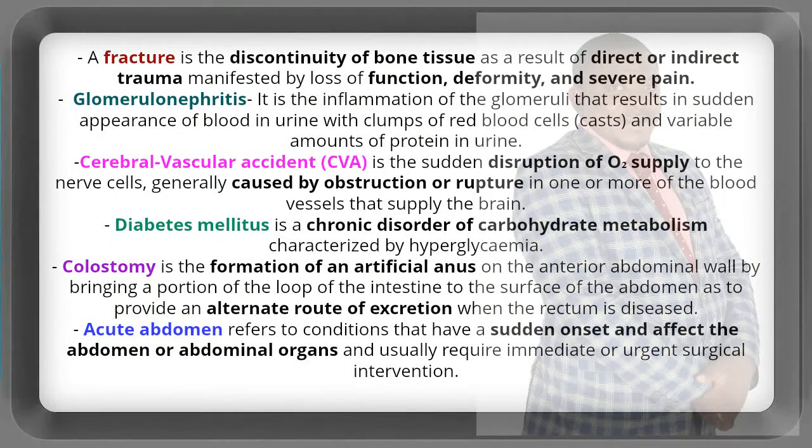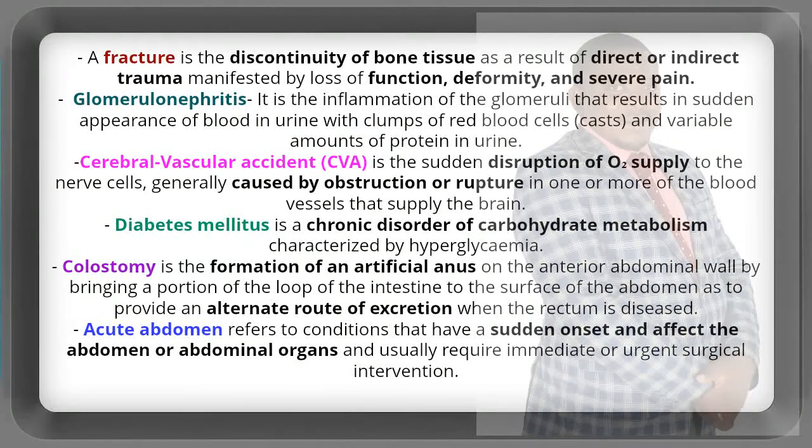Let me move on now to the other definition of cerebrovascular accident or stroke. This is the sudden disruption of oxygen supply to the nerve cells, generally caused by obstruction or rupture in one or more of the blood vessels that supply the brain. Then in defining diabetes mellitus, we are going to say it's a chronic disorder of carbohydrate metabolism characterized by hyperglycemia. Okay, so I've just tried to simplify the definition of diabetes mellitus here.